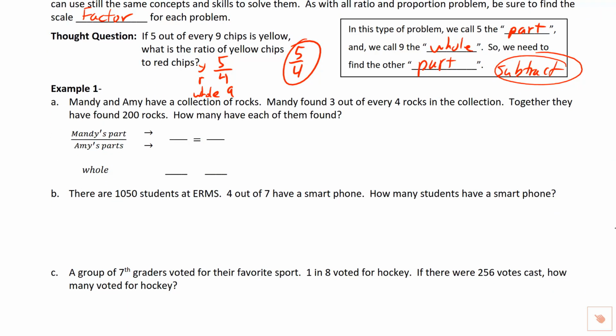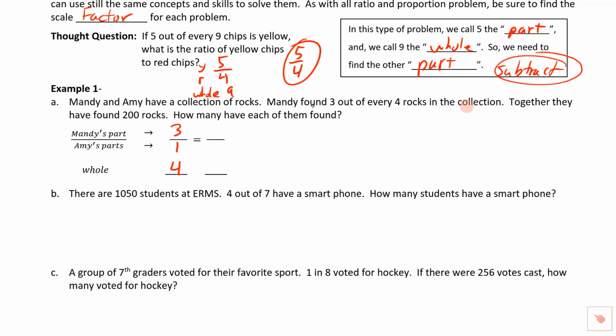It says Mandy and Amy have a collection of rocks. Mandy found 3 out of every 4 rocks in the collection. Together they have found 200 rocks. How many have each of them found? So Mandy's part, let's see, Mandy found 3 out of every 4 rocks in the collection. Now notice that it's not saying Amy found 4. Mandy found 3 out of every 4. So the whole is 4, so let's do a little subtraction problem. 4 minus 3 is 1. So if we were just looking at the 2 parts, Mandy found 3 parts to every 1 part that Amy found, and that's 4 parts altogether.